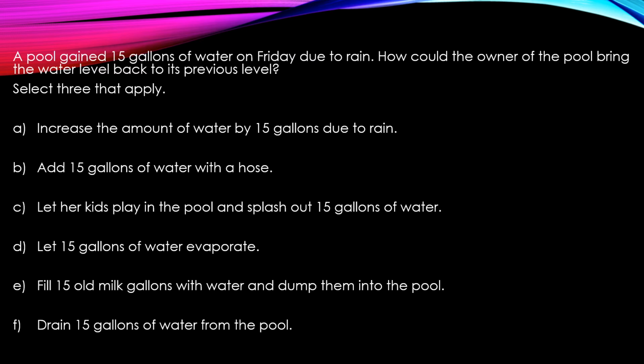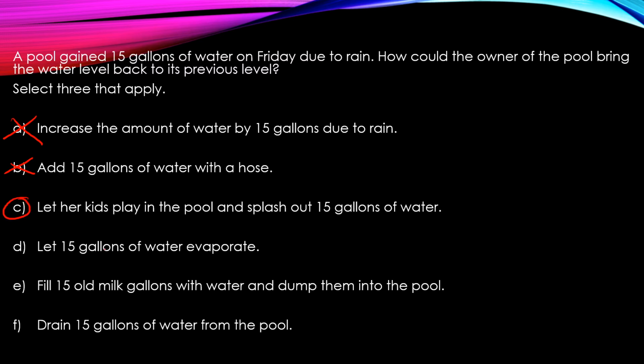So we are selecting any of the options that describe 15 gallons of water leaving the pool. So A says to increase the amount by 15. That's not getting rid of any. B says add 15 gallons with the hose. Again, don't want to pick that one. C says let her kids play in the pool and splash out 15 gallons of water. That works because 15 gallons of water are leaving.